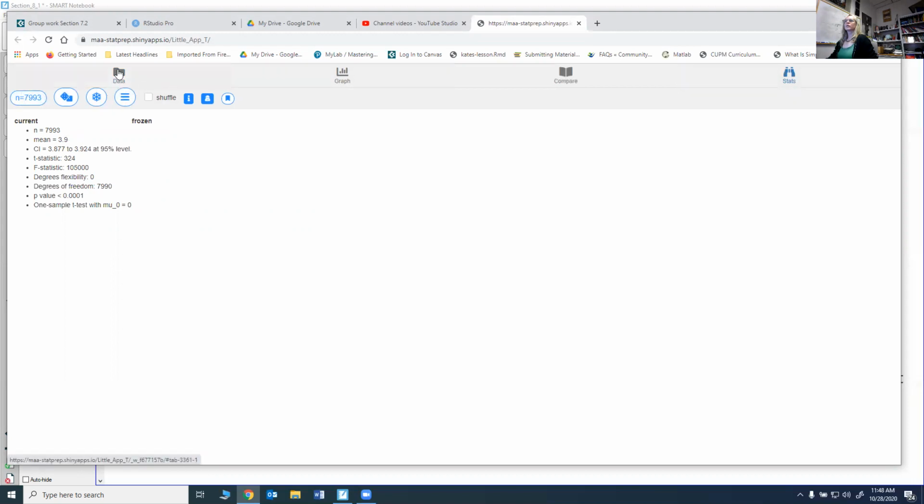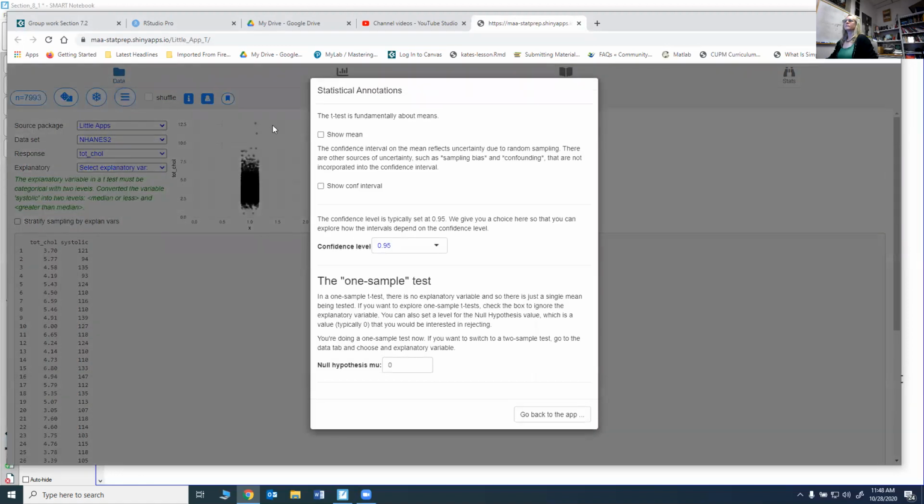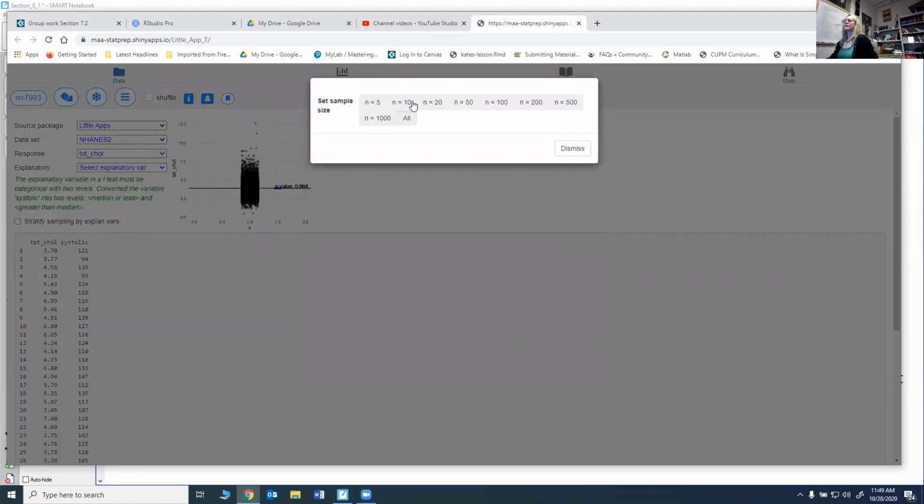So we're going to come back over here to the data. I'm going to go into the app controls. We're going to show the confidence interval. I'm going to put in my null hypothesis of 3.9. You can see it puts that value right in here and then gives me a confidence interval. I'm going to change my n back down to, let's do 50.